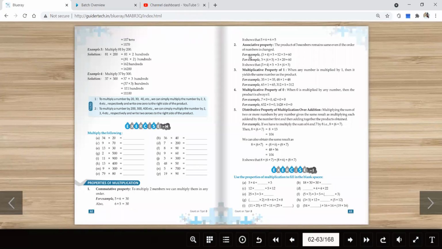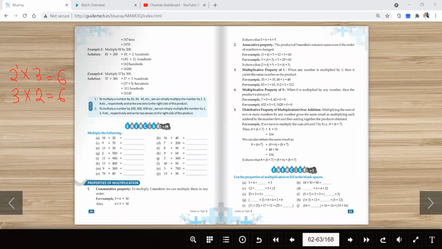Before some properties, properties means what? Properties means when we repetitively do the same sum, we will see that there is some common thing. Suppose I am just calculating 2 into 3. It will come as 6. And someone of you is just going to calculate 3 into 2. That also comes as 6.